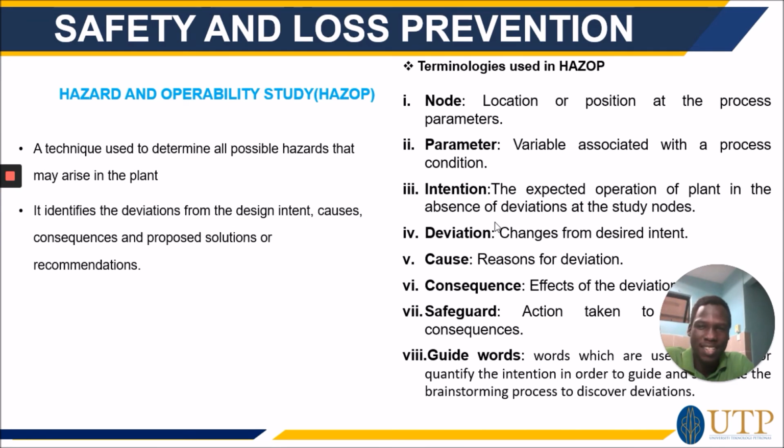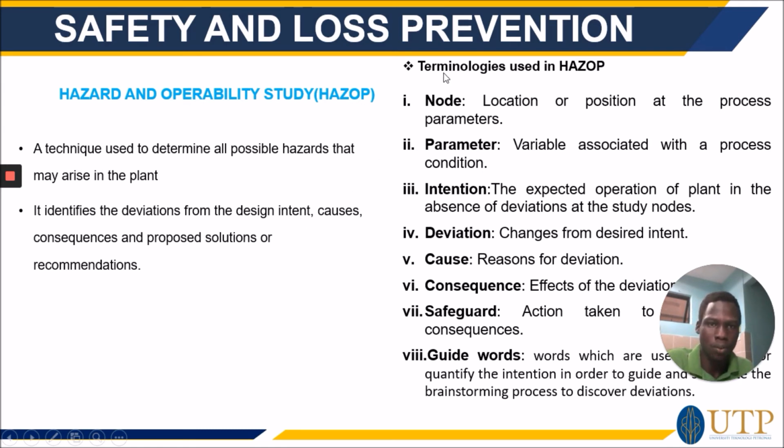I'm going to discuss safety and loss prevention. It will cover hazard and operability study and the plant layout. So, hazard and operability study is defined as a technique used to determine all possible hazards that may arise in the plant. It identifies the deviation from the design intent, causes and consequences, and proposes the solutions.